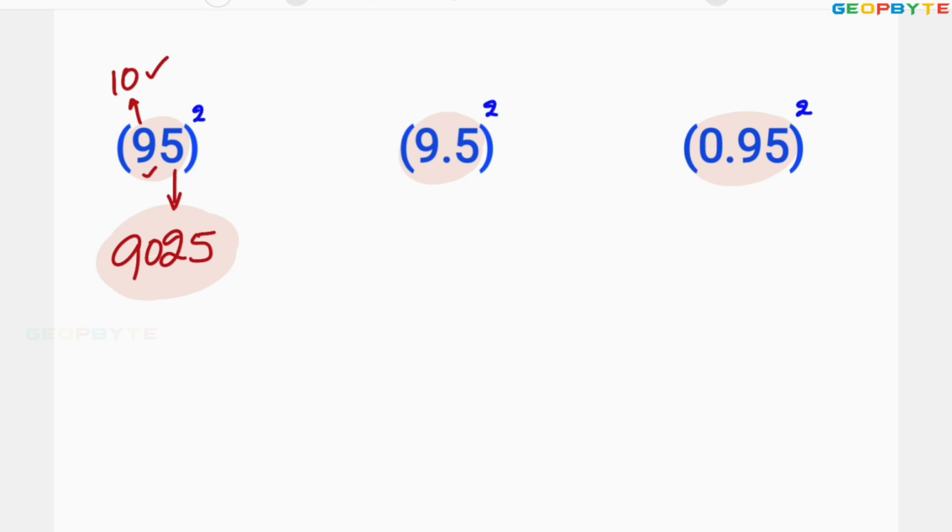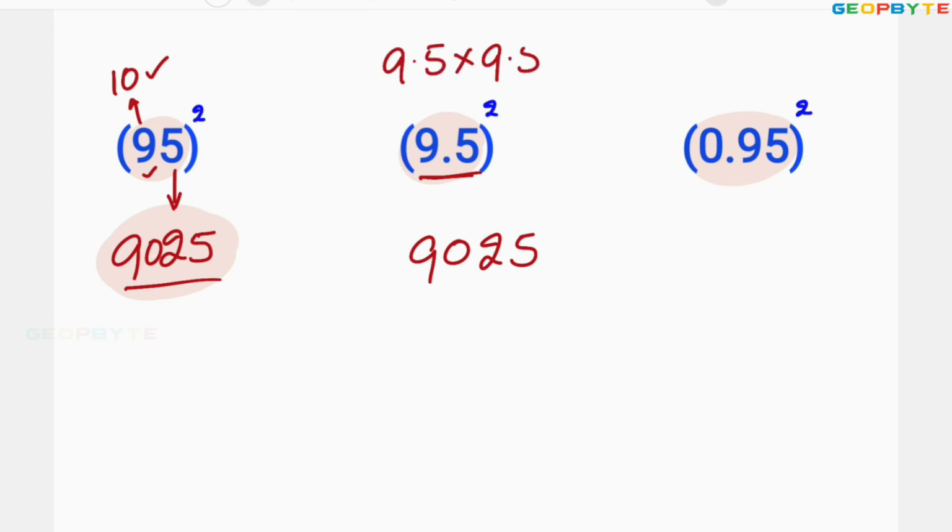Now for the 9.5 whole square, you take the same value first, 9025. Then 9.5 whole square can be written as 9.5 into 9.5. How many digits are there after the decimal point? 1, 1, 2. So you make the decimal point after 2 digits. You got your answer. I hope you clearly understood. This kind of information is very useful for all competitive exams.